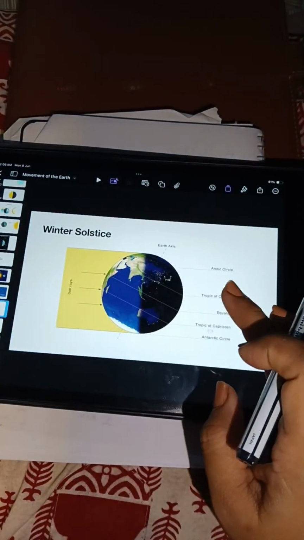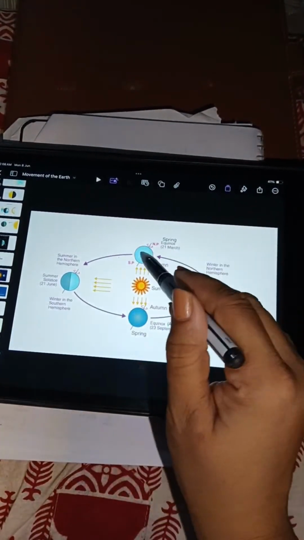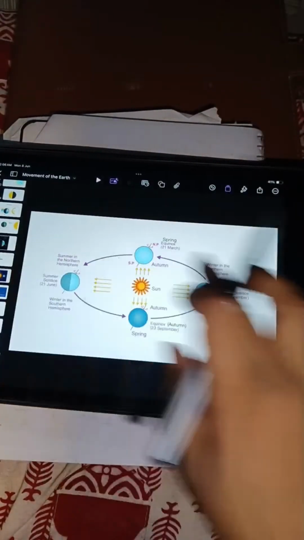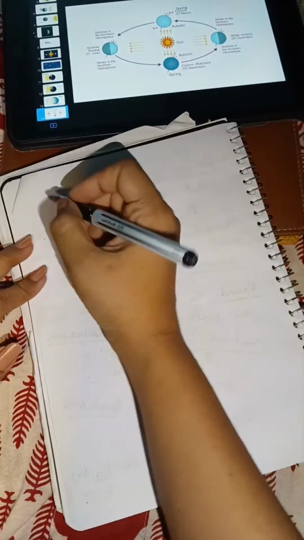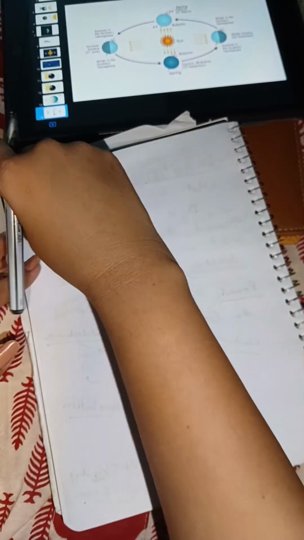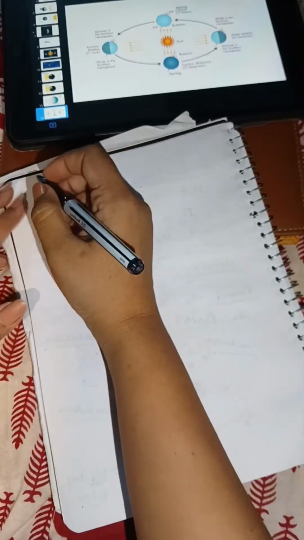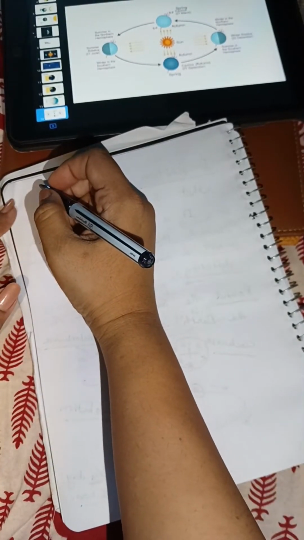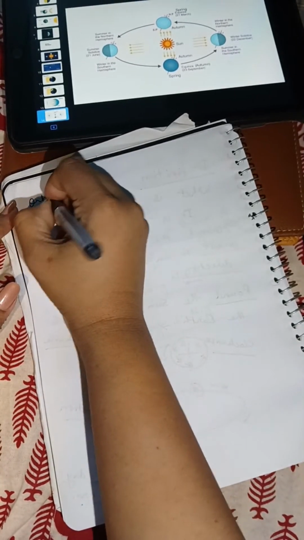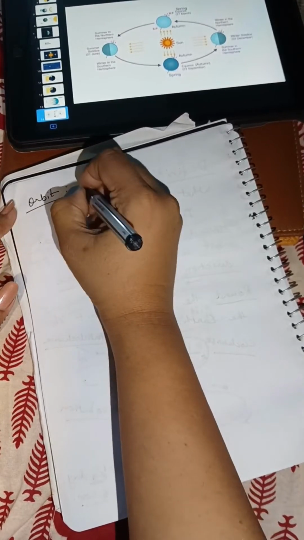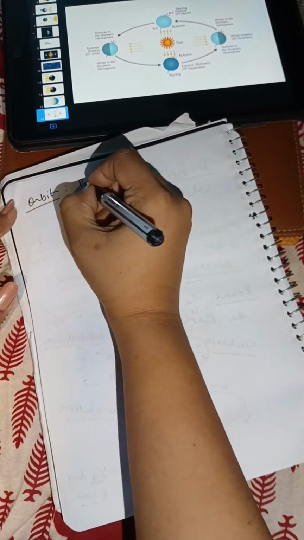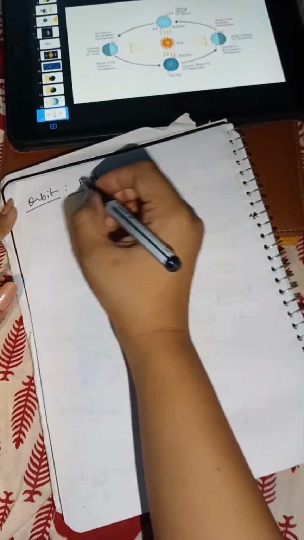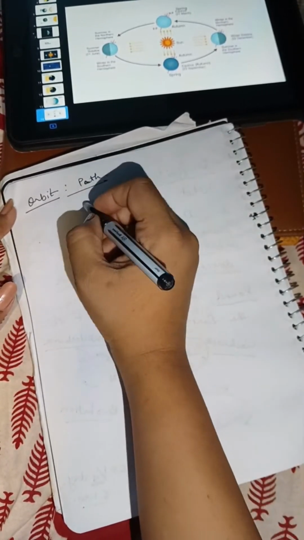Now there is a particular thing about orbit. What is an orbit? This is Earth's orbit, but there can be a comet's orbit, there can be the moon's orbit. Orbit means path. Orbit is path. So what kind of path? It is a definite kind of path.